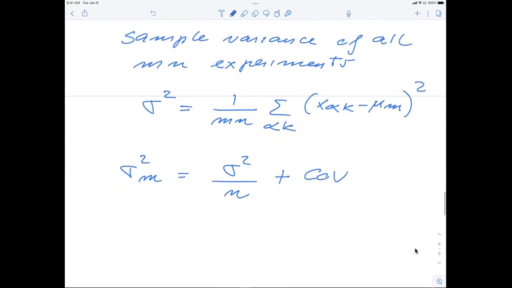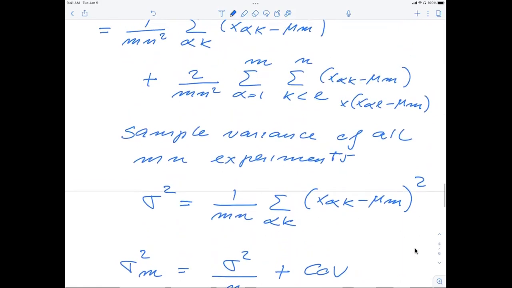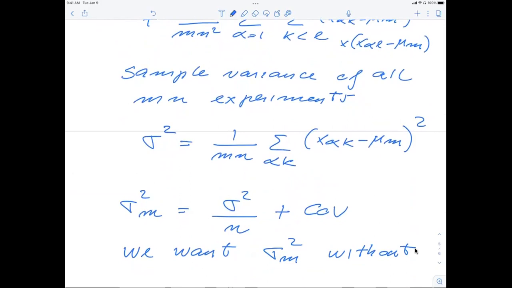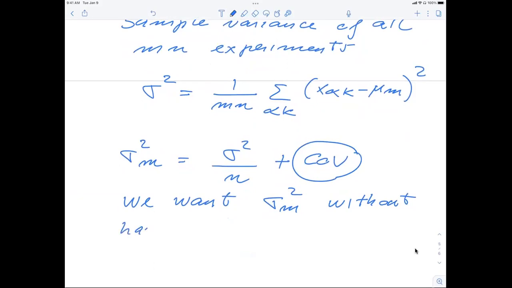So what we want to do now is to evaluate this sigma m squared without having to evaluate the double sum, which you see here. So the quantity which is going to be time consuming for us is actually this quantity here. So I want to avoid evaluating this cumbersome double sum. So the whole thing with a method like blocking, but also bootstrapping, is a way to circumvent the direct calculation of this quantity here.